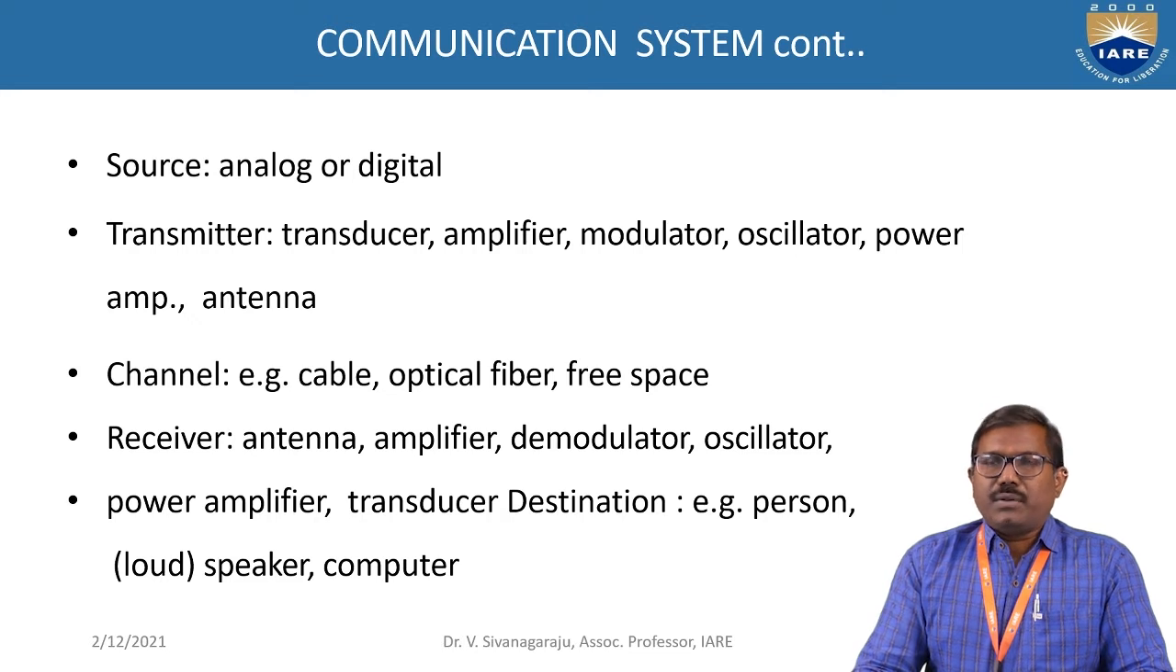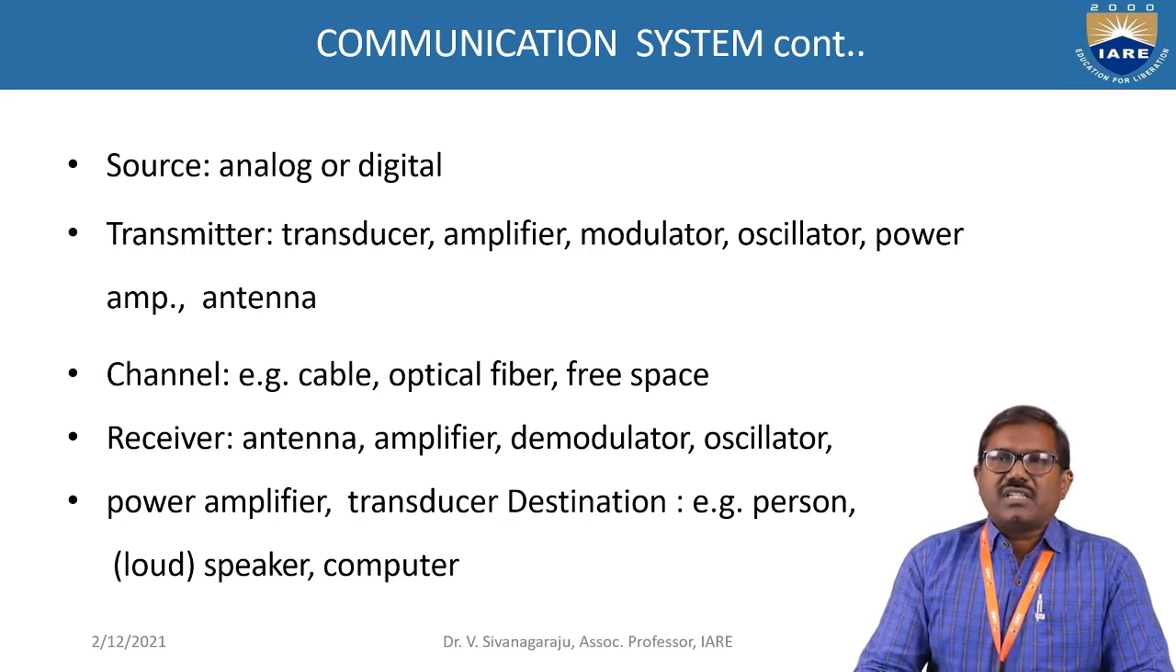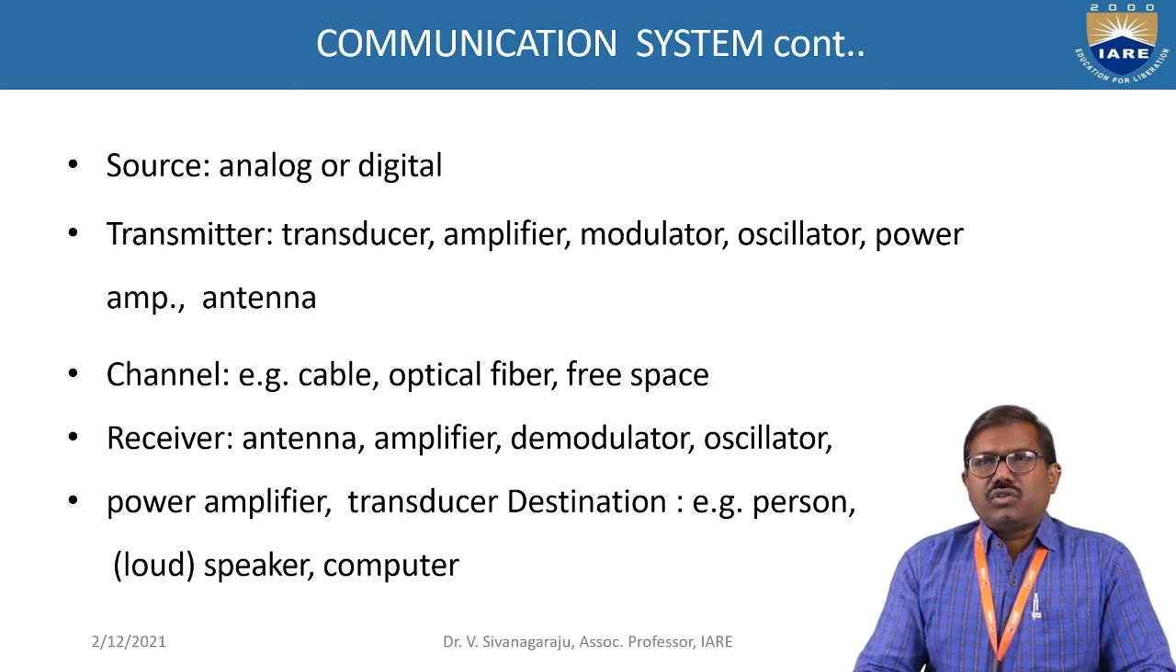Another block is the amplifier. The signal travels a long distance, so we first amplify, that is, strengthen the signal, and then demodulate. What is done in the transmitter, the reverse operation is done in the receiver. In the transmitter we modulate, so here we demodulate, and finally apply it to the transducer, and the original signal that was sent is collected back from the receiver.